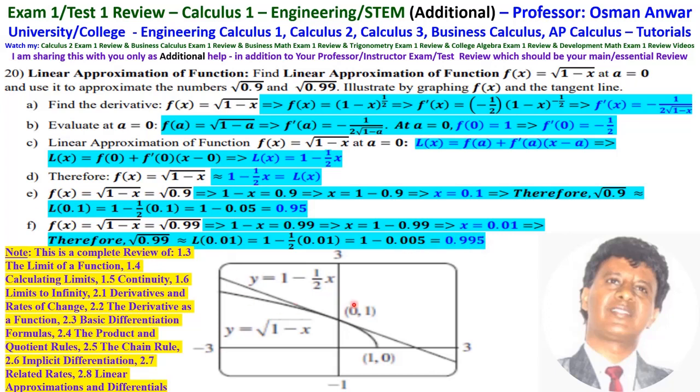And here is the graph. The function y equals square root of 1 minus x is this curve. Then the linear approximation at a equals 0 is y equals 1 minus half x. This line is the linear approximation of this curve at a equals 0.